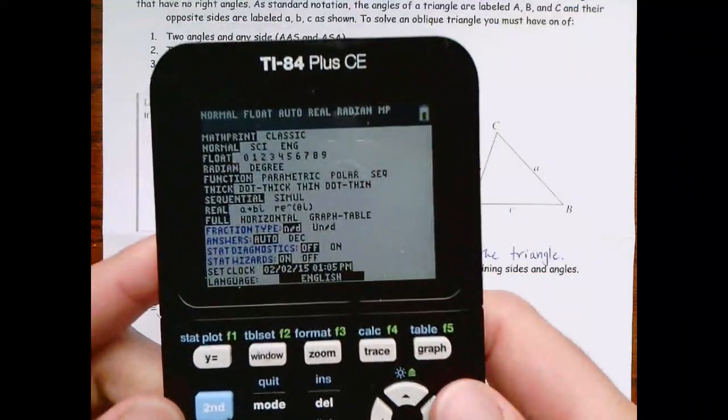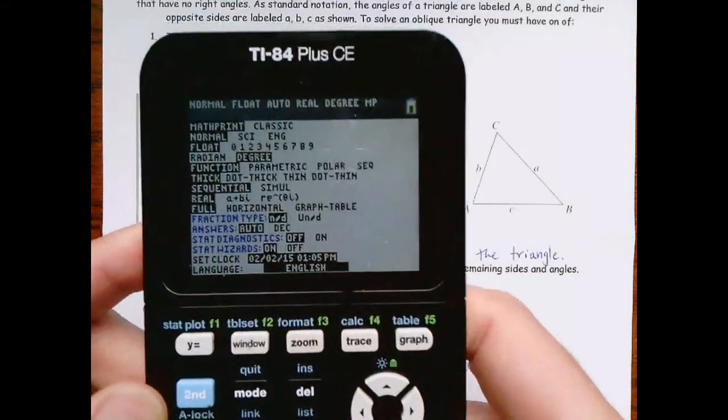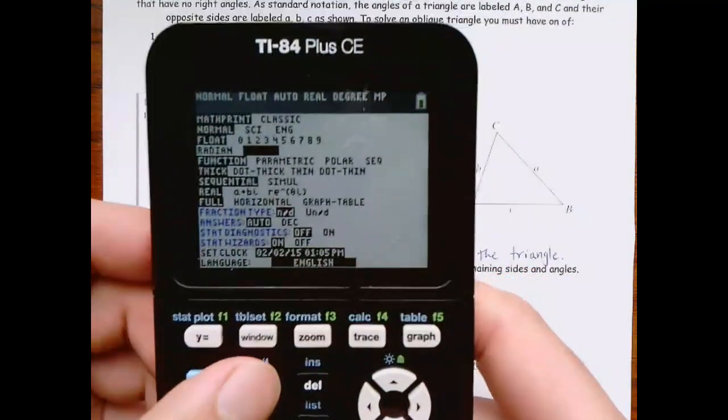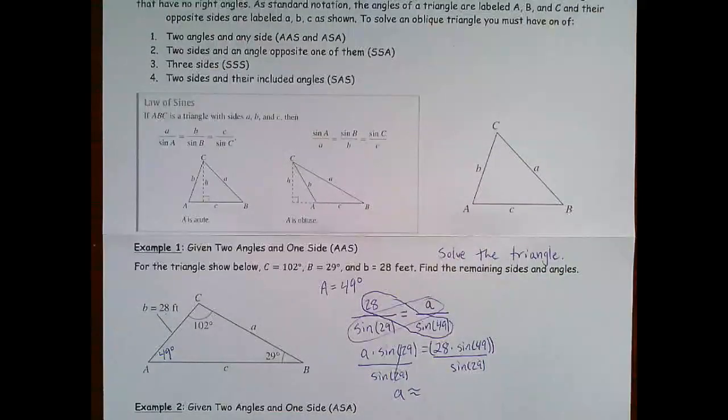If your calculator is showing radians, then just go over once to degree, hit enter, and it should highlight degrees. Okay, second mode, so hit second and mode. That will get you back to the home screen. And now we can start doing our calculations.